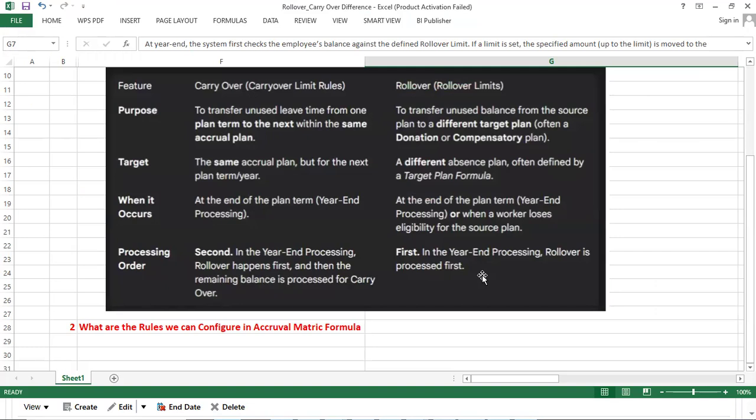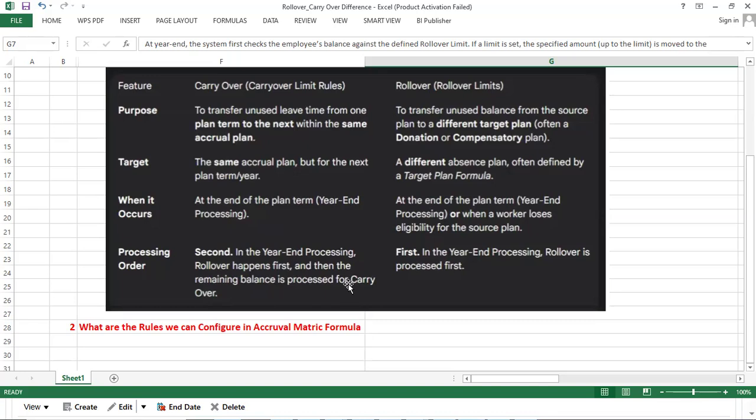In the year-end processing, rollover is processed first. Okay, rollover is processed first. Next, the second option, we are going to see here: rollover happens first and then the remaining balance is processed for the carryover. The remaining will be processed for the carryover. That's what we are going to see in these options.